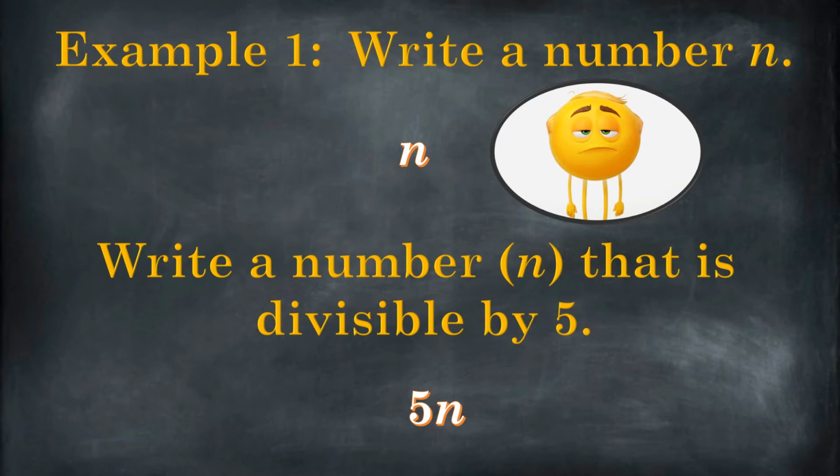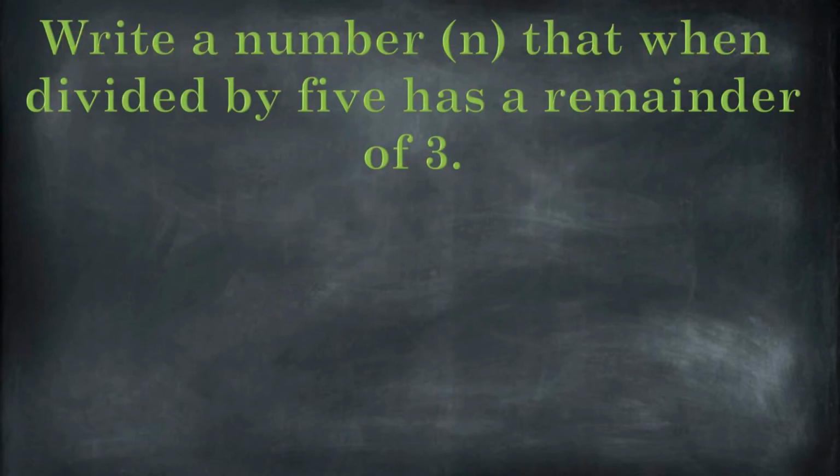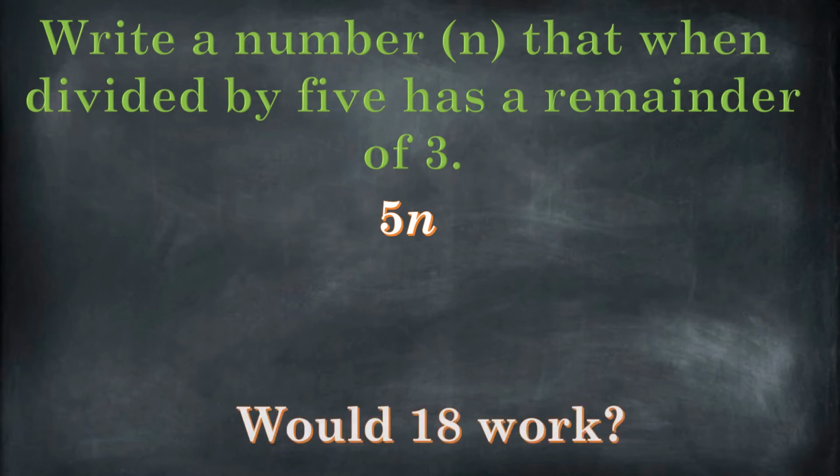That might be a novel idea for you, but that's how it works. So let's take it to the next step, right? What we're going to do now is we're going to write a number in terms of n that when we divide by 5, it has a remainder of 3. Well, we know we're going to use n, and we know we're going to use 5n because we want to be divisible by 5, right? But the remainder of 3. So maybe you could think of some examples. 18 would work, right? If you divided 18 by 5, it has a remainder of 3.